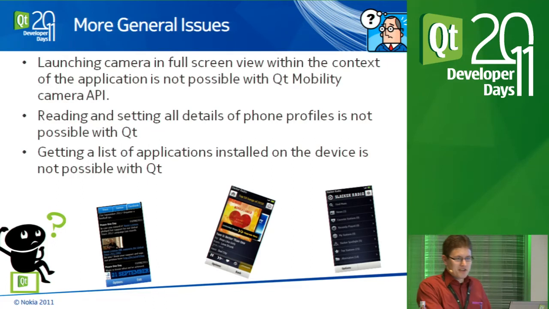All right, there was a bunch of issues, but what would be more fun than to continue with more issues? So, a couple more. Well, one of our teams complained that launching the camera in full screen view within the context of the application is not possible with the Qt Mobility Camera API. Also, there were complaints that reading and setting all details of phone profiles is not possible with Qt, and that getting a list of applications that are installed in the device is not possible with Qt.